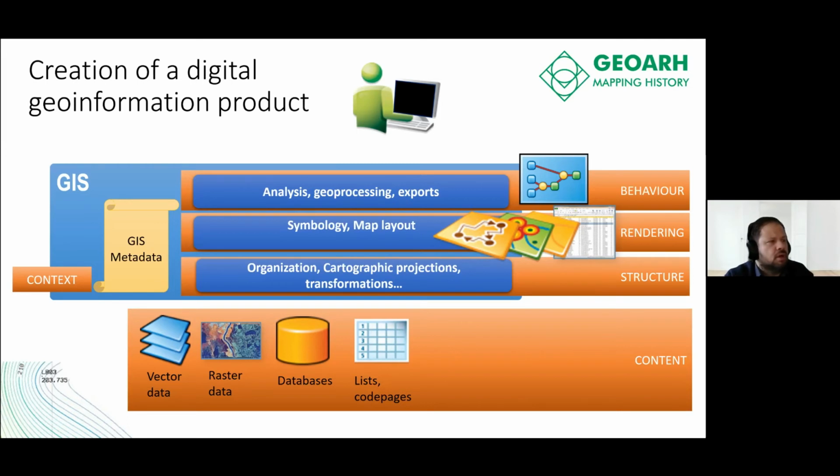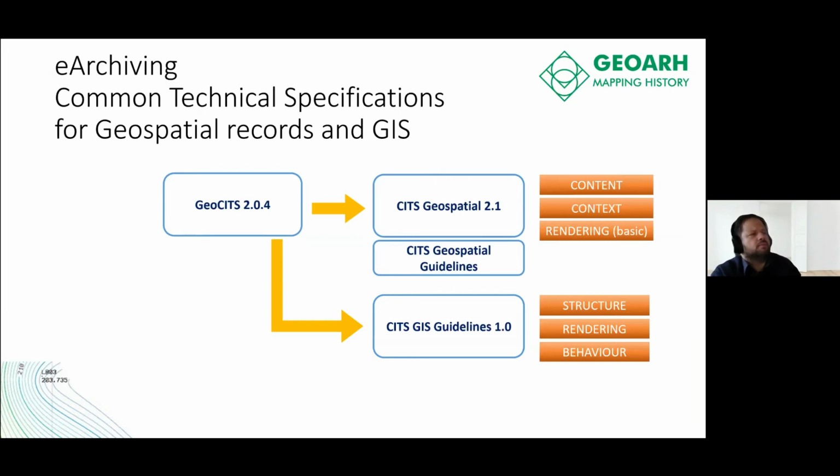Now, what is our approach on the definition of common technical specifications on the eArchiving building block? So far, what was available is the GeoSITS specification 2.04. We just finished the first review of this specification, I think in mid-January, and we'll now change it and update it to actually create the SITS geospatial specification, in which we will specify how to store the data itself, the context about the data, and some basic rendering information about the geodata.